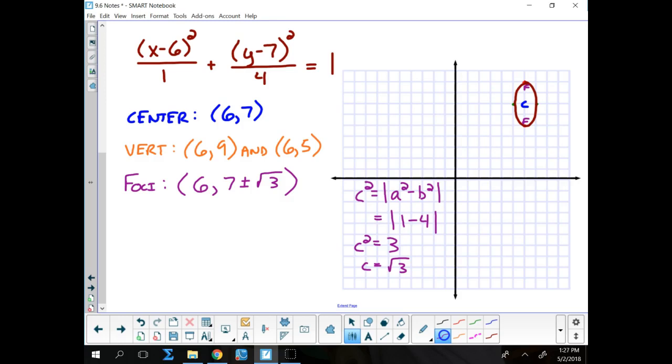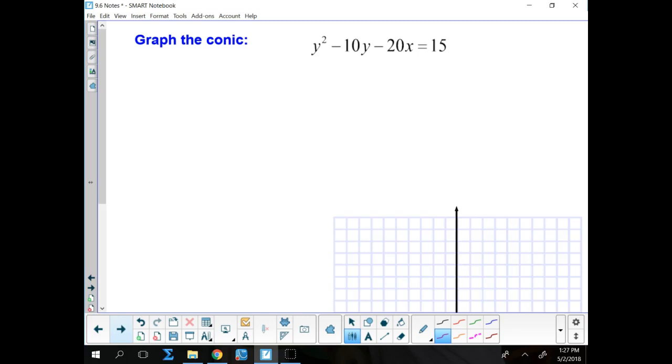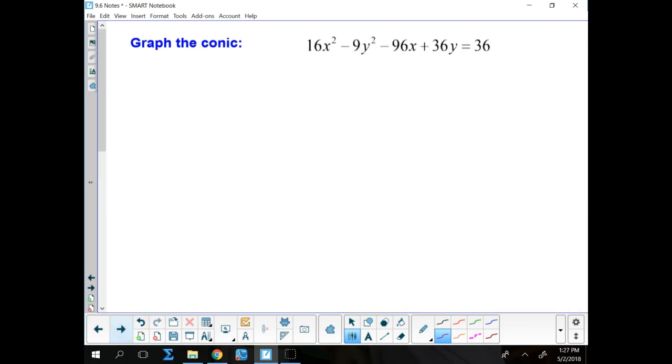Questions on that one? That one next. Yeah, let's do that one. Spot check. What kind of a conic is it? Hyperbola. Okay, because it's got 2 square terms, and there's a subtraction sign in between them, right?